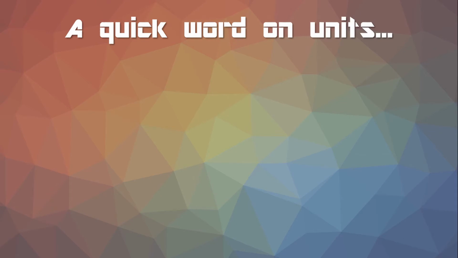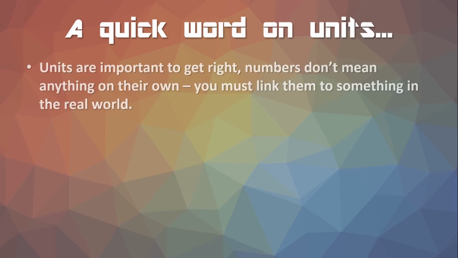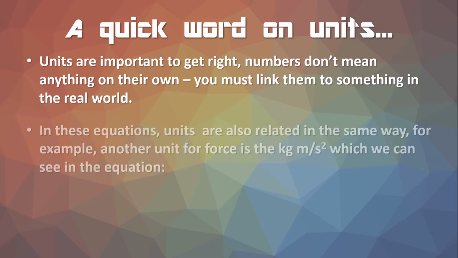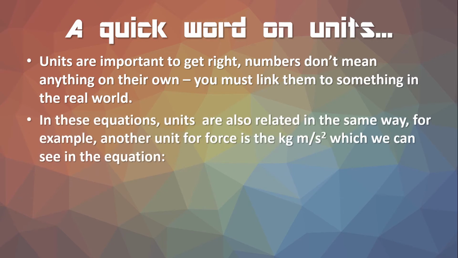One quick side note is something that you need to get right is units. Numbers don't mean anything unless they are connected to something in the real world. The units in these equations are connected in the same way as the numbers, even if we sometimes use different names. For example, another way to describe the Newton is the kilogram meter per second squared, which we can see in the equation. 1 Newton of force is the mass in kilograms multiplied by the acceleration in meters per second squared.